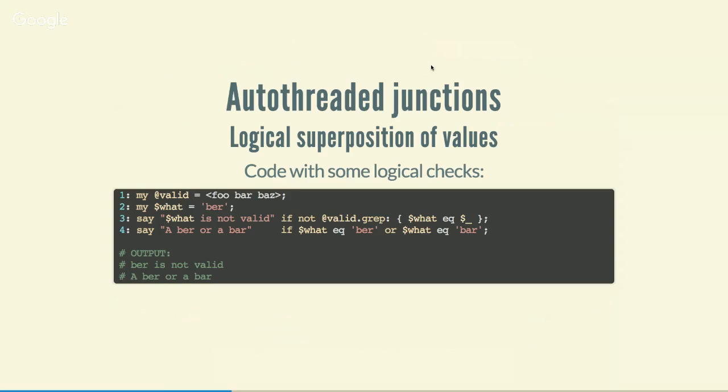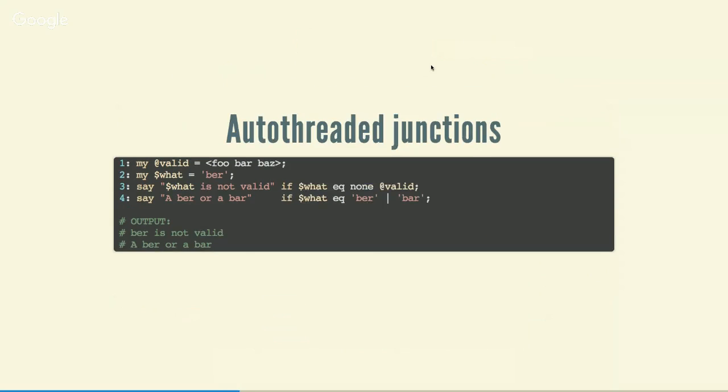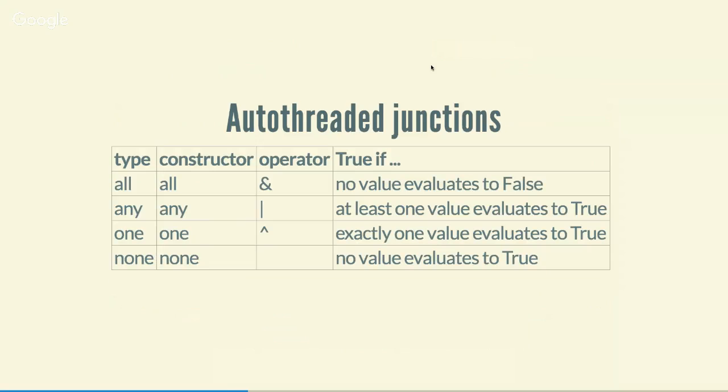So instead of this code, you can use junctions that look like this. On line number 3, we change that grep into a none junction, and the code reads better. It says if whatever the user gave us equals none of the valid values, then trigger the message. And on line number 4, I'm using an operator form of the any junction, so it's less repetition to write. It checks against 2 values. The available junctions you have are all, any, one, or none.